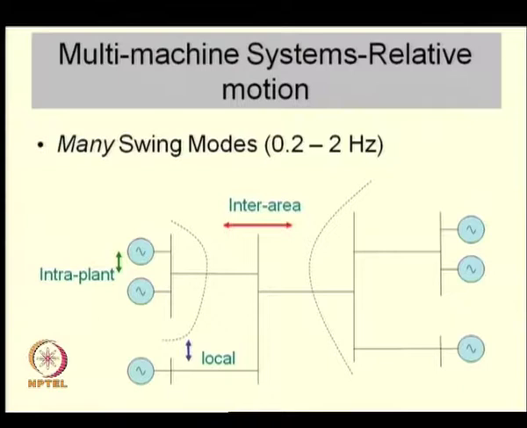Remember that in a multi-machine system, relative motion may be a bit more complicated than in a single machine connected to a voltage source situation. You may be having many modes of relative angular oscillations which are depicted in this figure here.